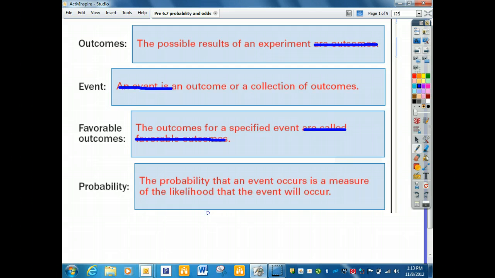Okay, today's lesson is 6.7 probability and odds. Here are the first 4 vocabulary words in the lesson. I've crossed off what I can for you. Everything else needs to be written behind your vocab word for the definition, so you are able to study it appropriately for the matching on the test coming up next week.